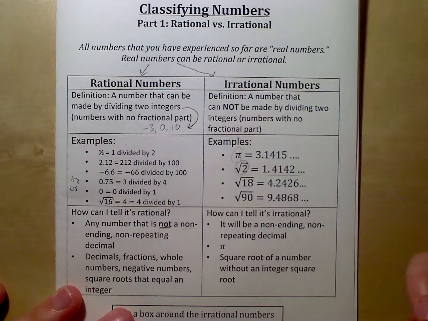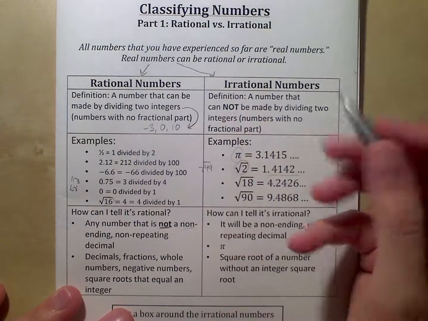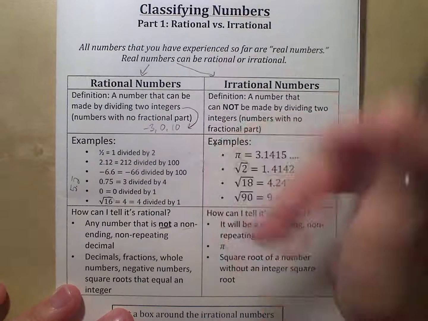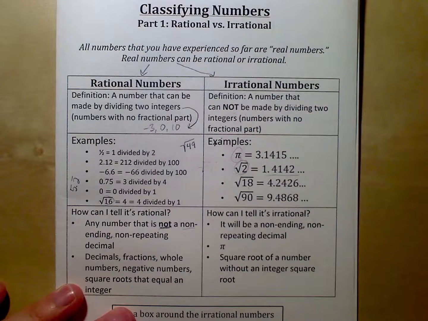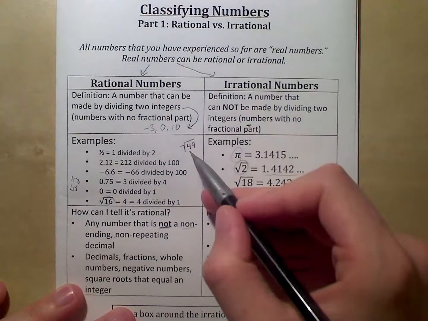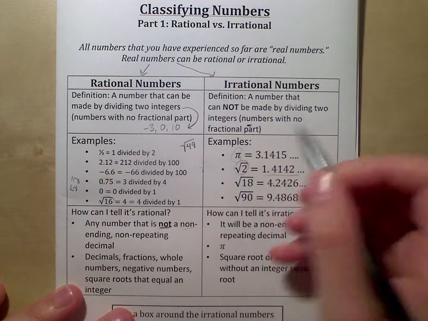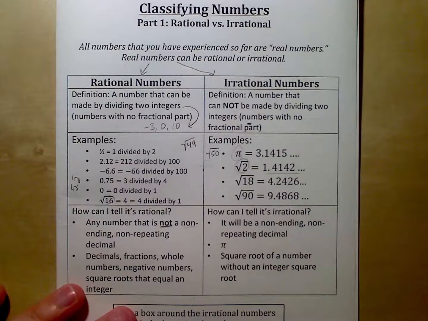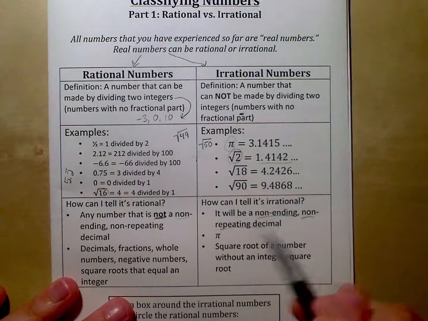So let's consider, what's the square root of 49? Is that rational or irrational? Well, that equals 7, so that's not irrational. The square root of 49 would be rational. But what about the square root of 50? Well, the square root of 49 is 7. The square root of 50 might be close to 7, but it's going to be 7 point something, something, something forever. So the square root of 50 would be irrational. So how can you tell it's irrational? It'll be a non-ending, non-repeating decimal.